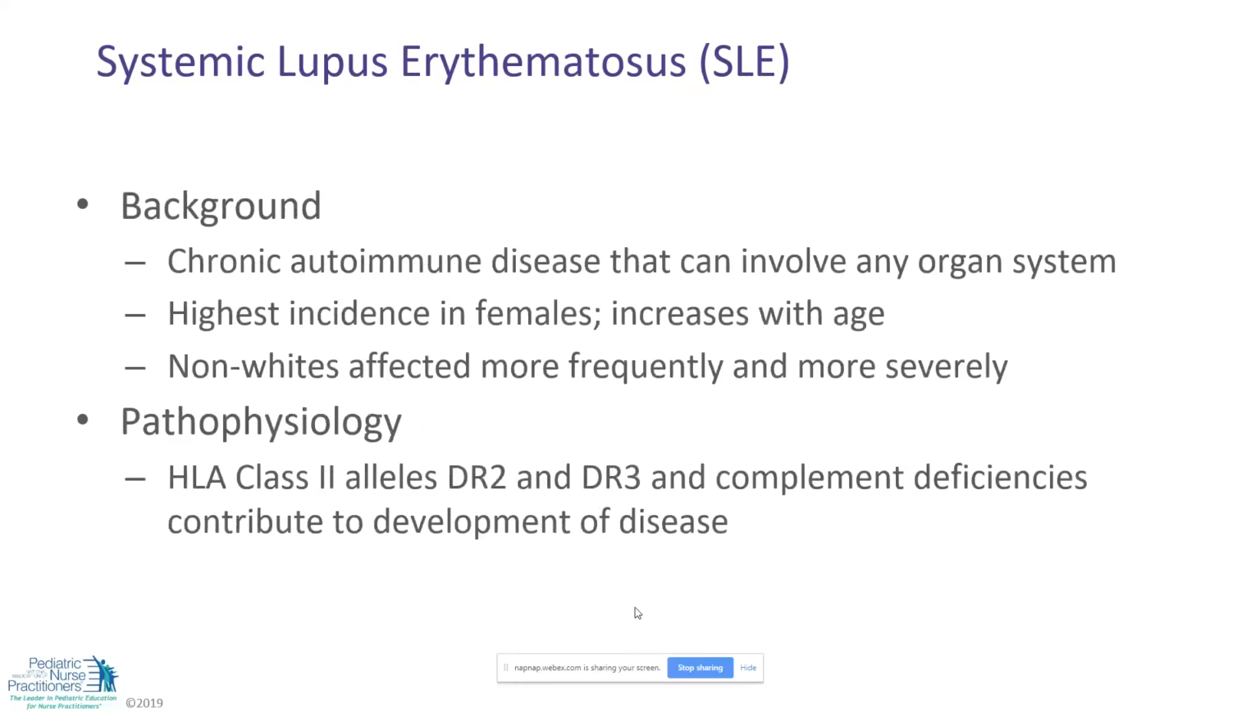There's also, from a rheumatologic perspective, systemic lupus erythematosus. And so this is a chronic autoimmune disease that can involve any organ system. The incidence is highest in females, and it does increase in age. We know that non-whites are affected more often and more severely than their white counterparts. So in general, we know that SLE affects about 0.3 to 0.9 people per 100,000.